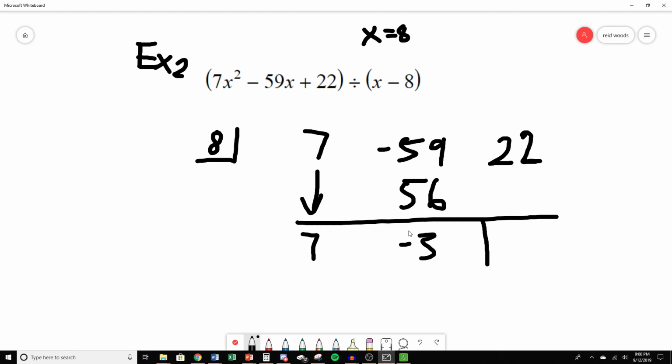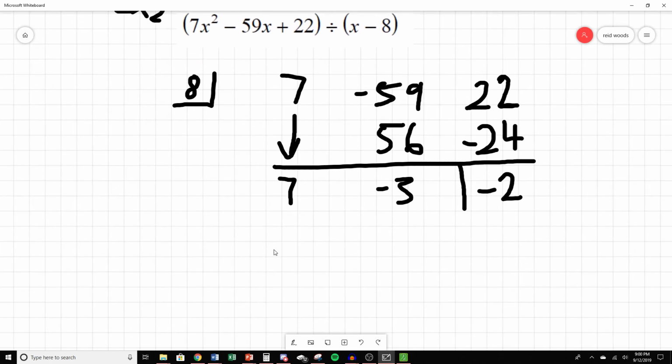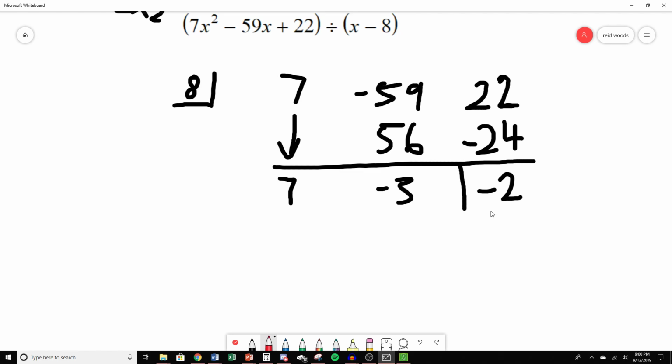You repeat it. -3 gets multiplied by 8. -3 times 8. What is that? Well, that's -24. When we add these, you get -2. Okay, we're done because there's no more coefficients. But now we have a unique issue that we didn't see last time. Now we have this remainder of -2. So we'll talk about how to deal with that in a second.